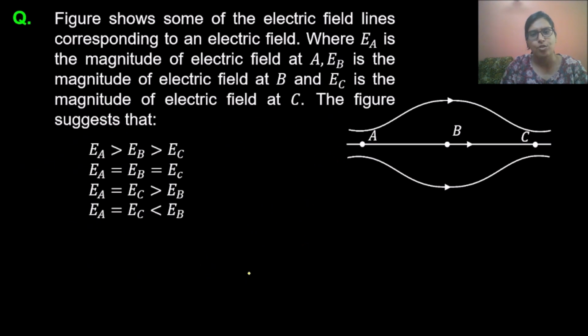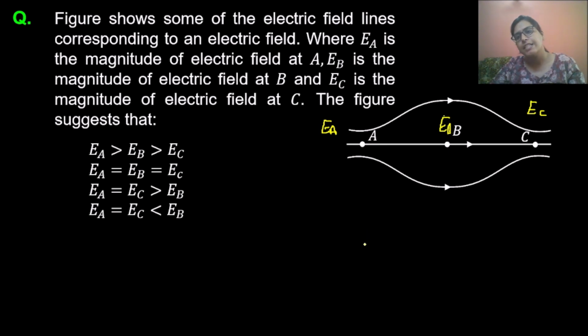Now we will see another question, and then we will see a property of the electric field lines. In this question we are given 3 electric field lines, and the electric field at some points. At point A the electric field is denoted by EA, at B by EB, and at C by EC. Now we have to arrange EA, EB, EC in order.